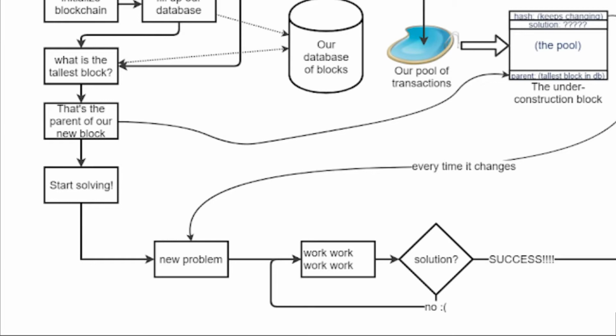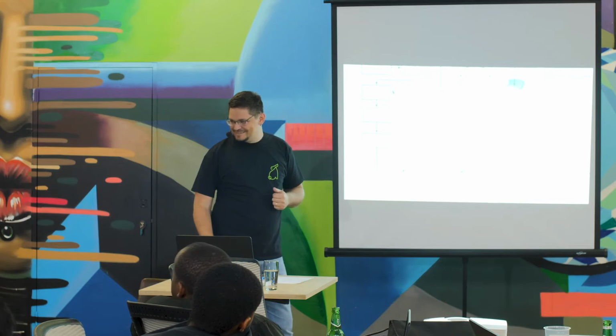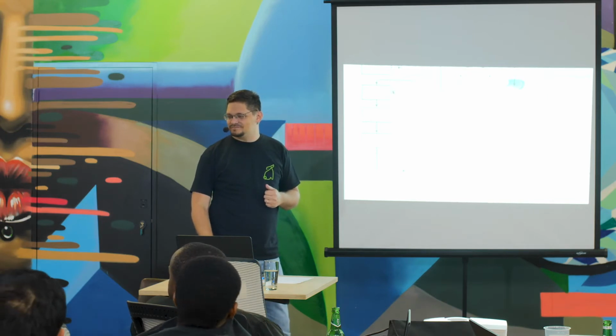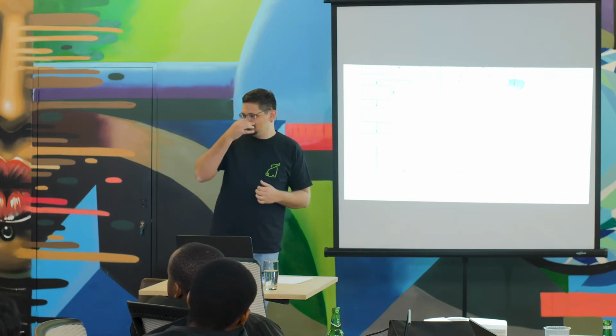If we don't find a solution, we just work some more. And that's literally how it works. Just keep changing a number by 1 digit and hash again. And yes, question? In this scenario, are you only hashing that single nonce?